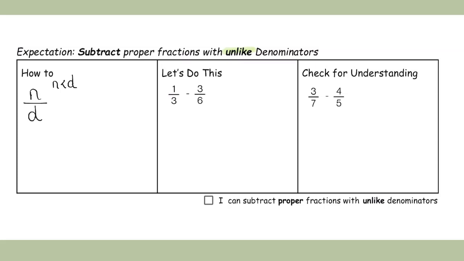Now, in this problem, we're going to talk about unlike denominators. That means that the denominators are not the same, but that's perfectly okay because we can figure out what to do. So let's look at these two circles, for example.